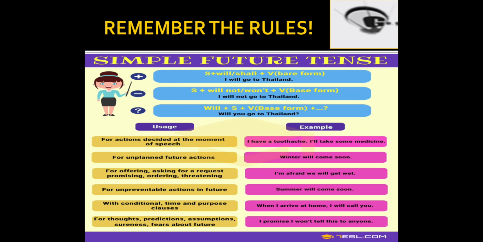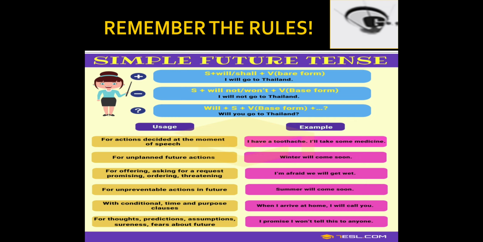Moving on, the rules to remember for the simple future tense. It is used for actions decided at the moment of speech. For example, I have a toothache. I'll take some medicine. Secondly, it is used for unplanned future actions. For example, winter will come soon.